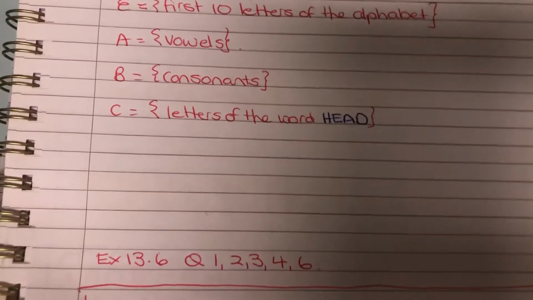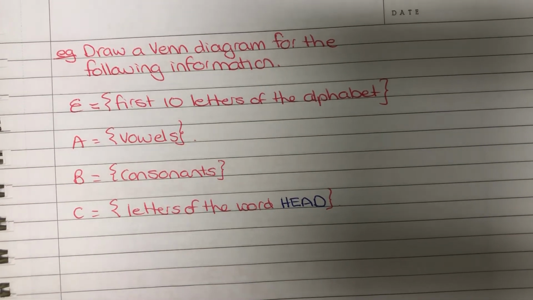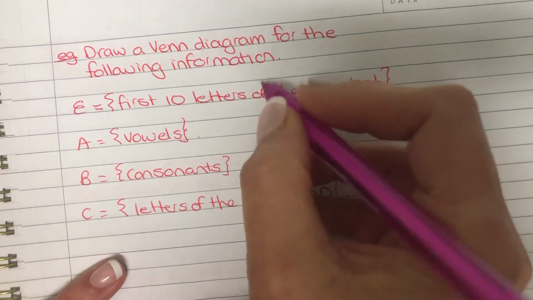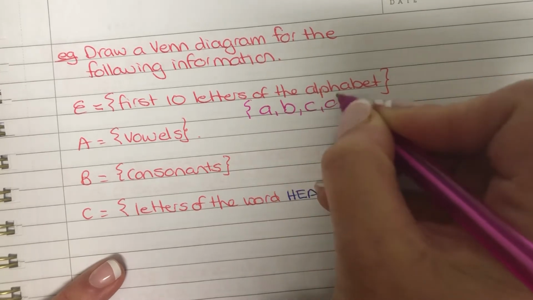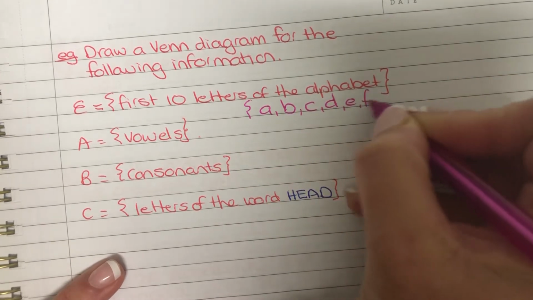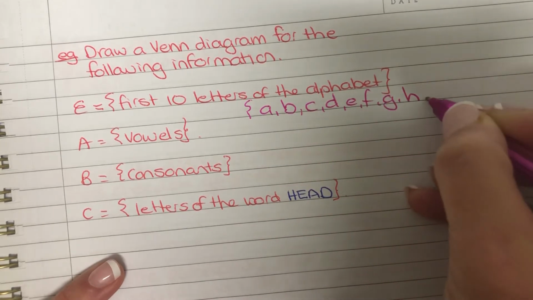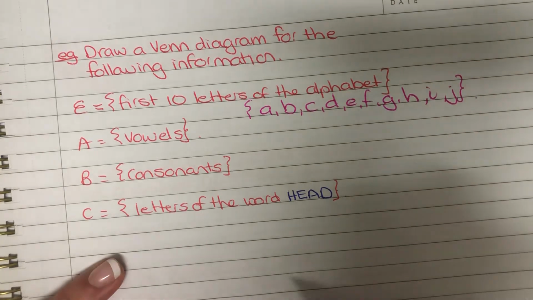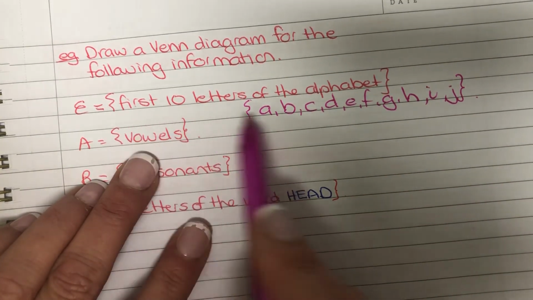Okay. Draw a Venn diagram for the following information. So here's my one that's going to have 3 sets in it. The first 10 letters of the alphabet: A, B, C, D, E, F, G, H, I, J. Okay, so that is the whole lot.